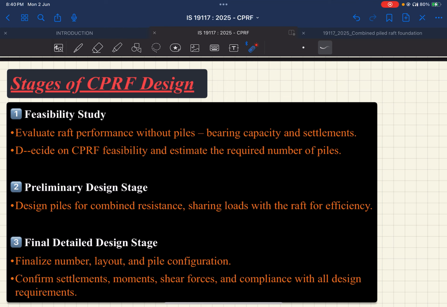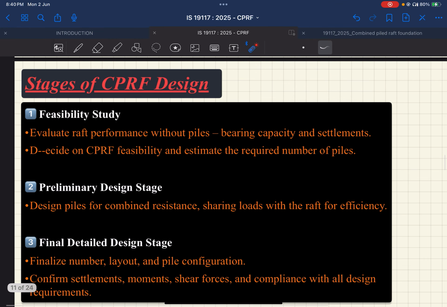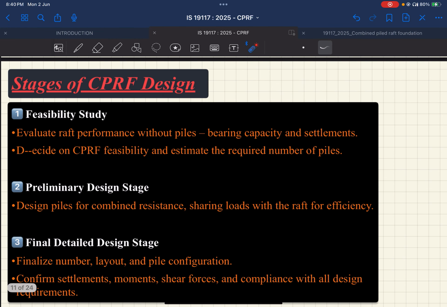What does it mean? In the initial stages, we assess the performance of the raft foundation alone without piles. This includes estimating the vertical and lateral bearing capacity and settlements the raft would experience on its own. Based on this assessment, we determine whether a piled raft foundation is feasible for the project site or not.